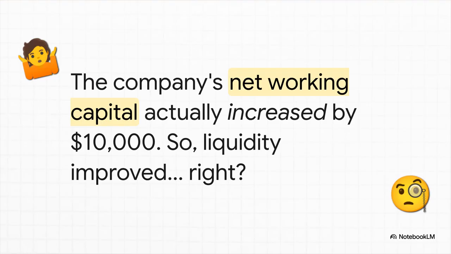Now check this out, because this is a classic exam-style paradox. If we just look at net working capital, current assets minus current liabilities, it actually went up by $10,000. So the company must be in a better financial spot, right? This is such a common and dangerous assumption to make.